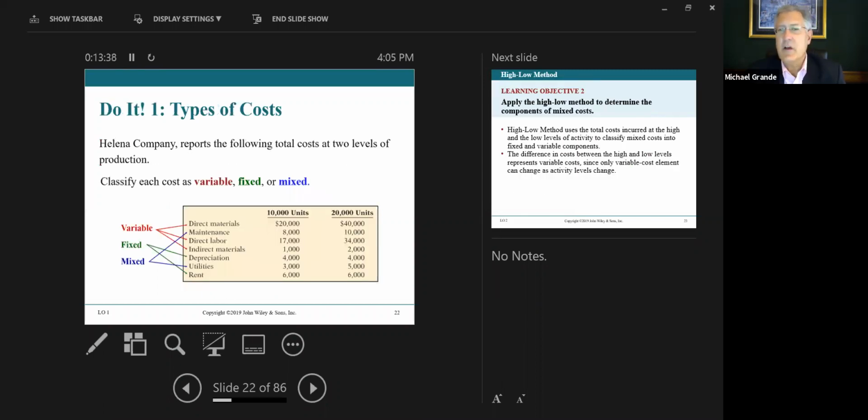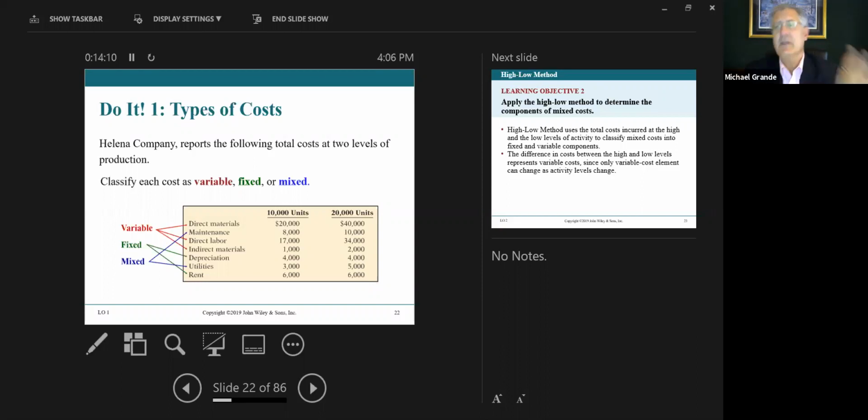So this company reports the following total cost at 2 levels of production. What you see here is a cost at 10,000 units and a cost at 20,000 units. So the level of activity has doubled. We want to look at these costs in relation to that and try to determine whether they are variable, fixed, or mixed based upon the numbers that we look at.